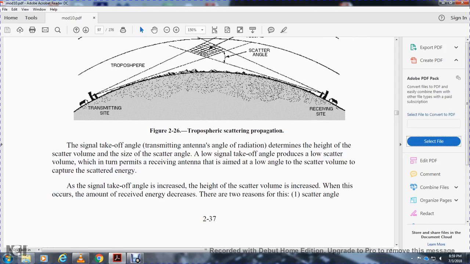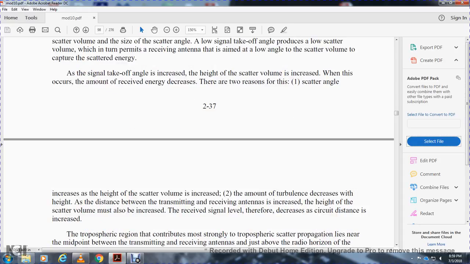A signal will take off at the transmitting angle of radiation. At a low takeoff angle, the scatter volume is lower and the scatter angle is smaller, and the receiving antenna is aimed at the low scatter volume without capturing much scatter energy. As the takeoff angle increases, the height of the scatter volume increases, and the amount of received energy increases for two reasons: the scatter angle increases, and the increased height of the scatter volume contains more turbulence.